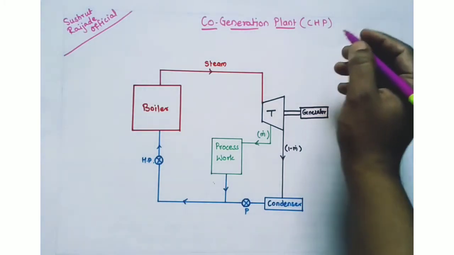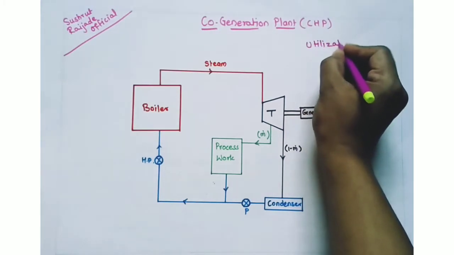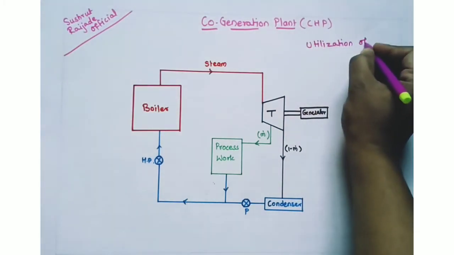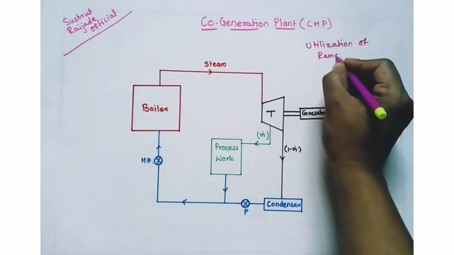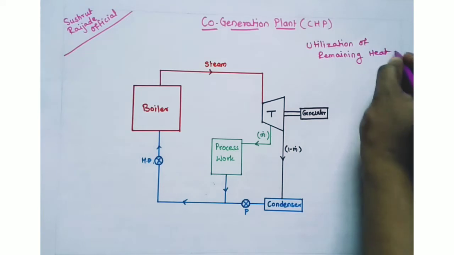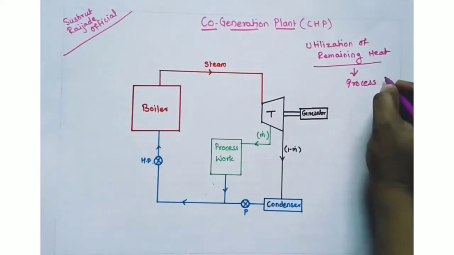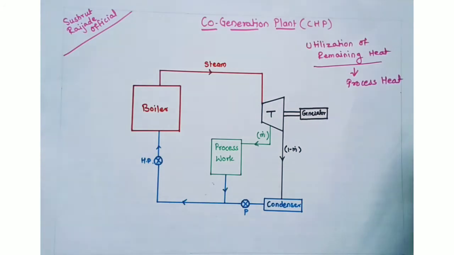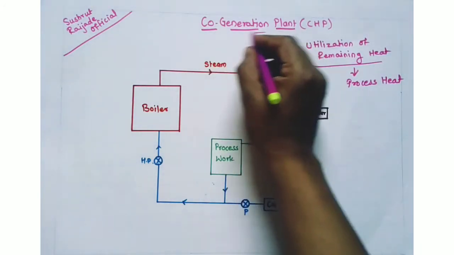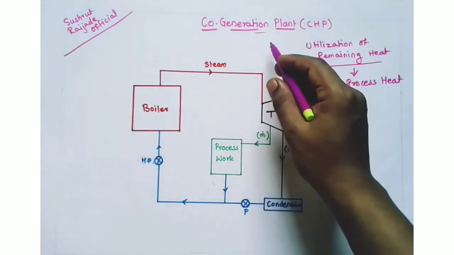Cogeneration means utilization of the remaining heat, which is called process heat. The process heat is used for the cogeneration.